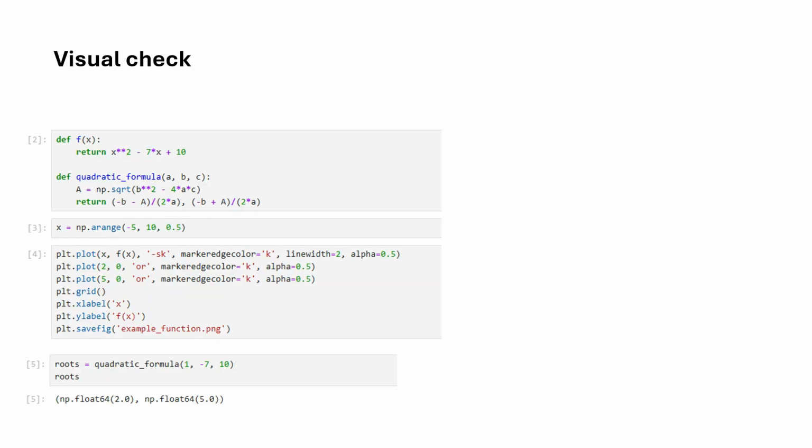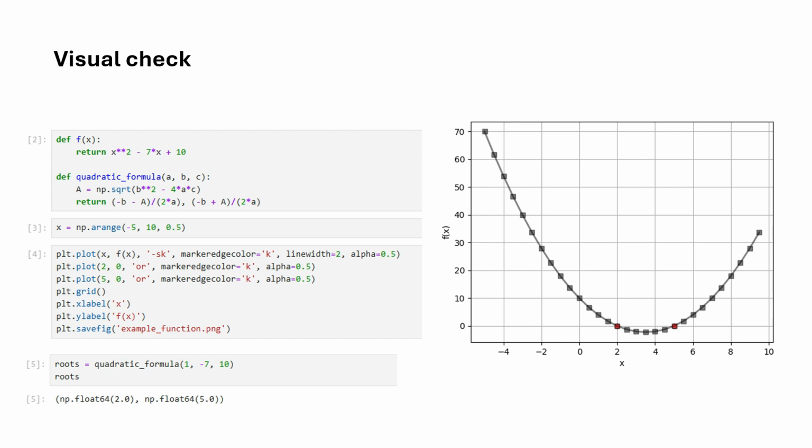Let's write some code to visually inspect the function. In cell 2, we write the function f that takes an argument x and outputs the quadratic equation response. And we also have a function to return the solution using the quadratic formula. For the sake of visualization, we define a range of x values in cell 3. In cell 4, we plot the function as well as the corresponding roots. In cell 5, we use the quadratic formula to compute the roots, which we can verify are at x is equal to 2 and x is equal to 5.